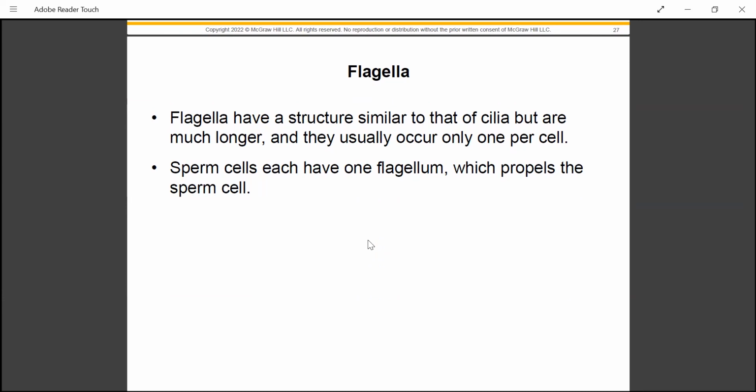Flagella are somewhat similar to cilia, but are typically longer and usually only one per cell. The most common example of this is a sperm cell, which has the one flagellum, more or less the tail, and they're typically used for propulsion of the cell itself.